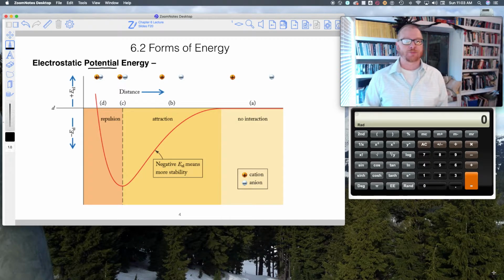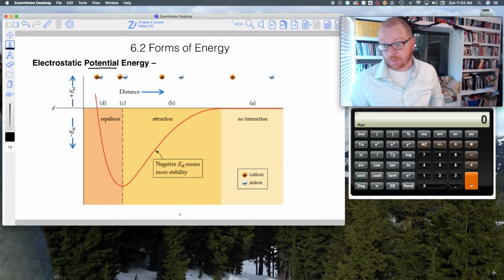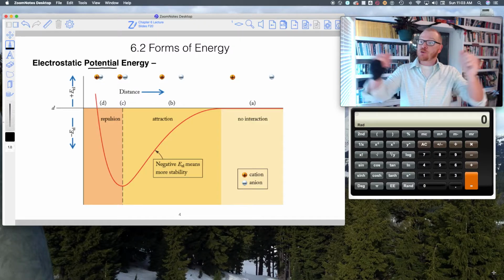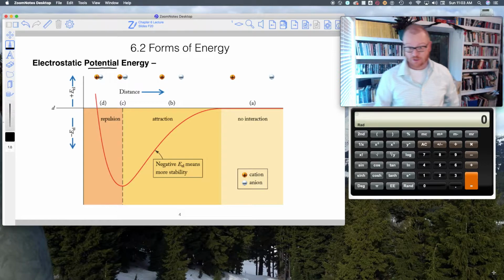So again, I'm introducing this for the first time. Electrostatic potential energy is kind of the opposite of gravitational potential. For example, if I'm holding an object way up high, it has a lot of gravitational potential energy. However, if I have two charges that are separated really far from each other, they have no electrostatic potential energy. So for example, right here in this picture, we see this large distance between the positive and the negative charge.